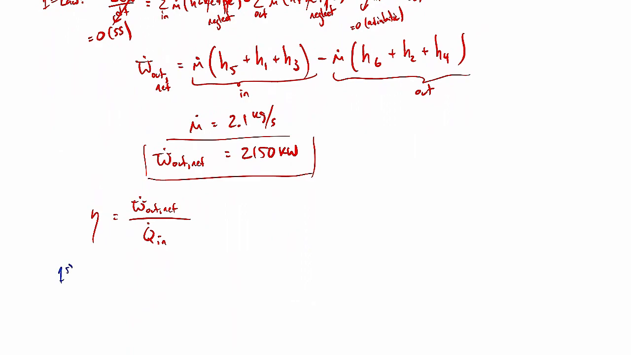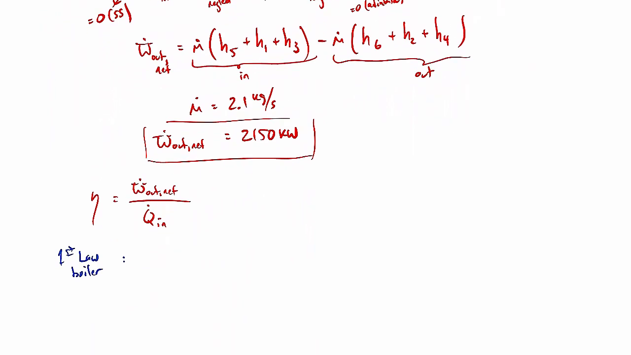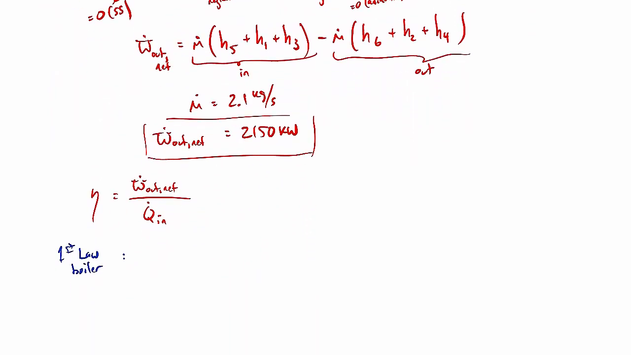So first law to the boiler. And I'll just refer back to this first law expression up here. We know that it's steady state, neglecting kinetic and potential energies. And of course it's a passive device. It's not adiabatic because we're actually adding heat. So let me simplify that. So we'll have 0 is equal to m dot.